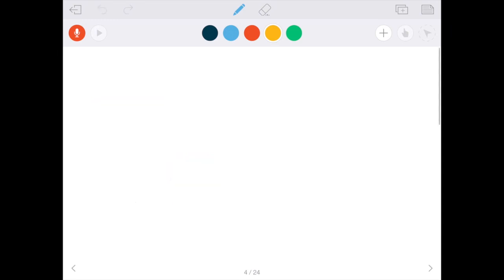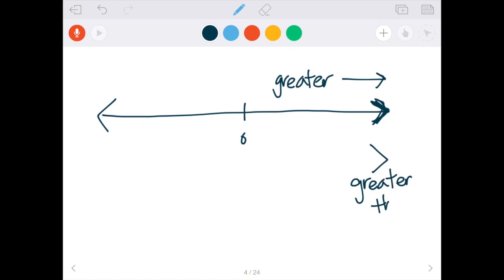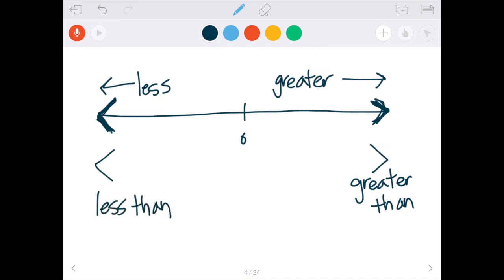Another way to remember it is to think about a number line. When we have a number line, all the greater numbers are to the right. And if you look at the arrow at the end of the number line, that is the greater than symbol. On the number line, all the lesser numbers are to the left. And if you look at the arrowhead at the end of the number line, that symbol is the less than symbol. So there's a couple ways to remember it.